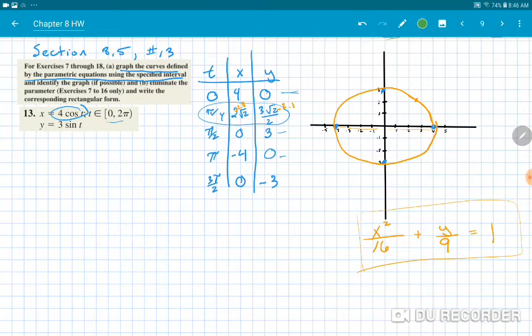Okay, moving on to part B. Eliminate the parameter and write the corresponding rectangular form. With the trig functions, I don't really want to get an angle by itself because then I have inverse cosines in there, and that would not give me my rectangular form. So I'm going to solve for cosine t and sine t, solve for that trig function. So I'll solve for cosine t in this equation, and I get cosine t equals x divided by 4, dividing both sides by 4. Sorry, I'm also going to solve for sine of t in this equation, which gives me y over 3.